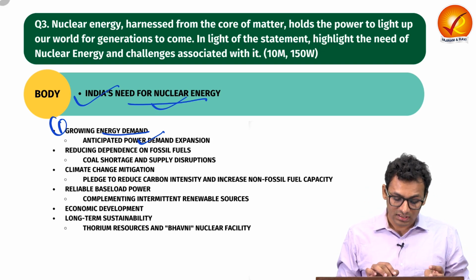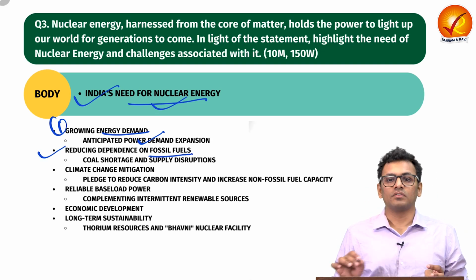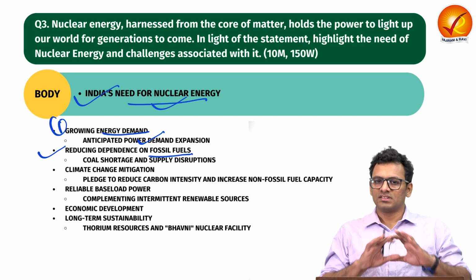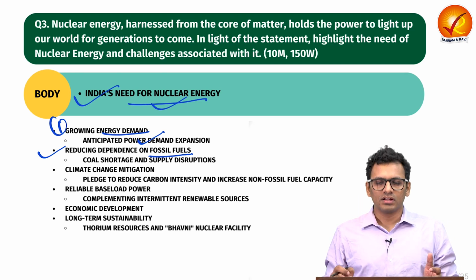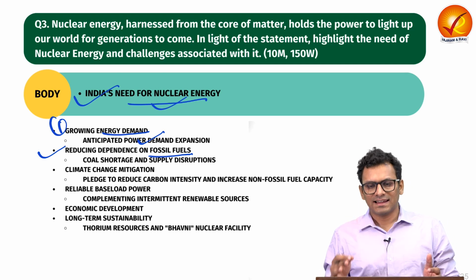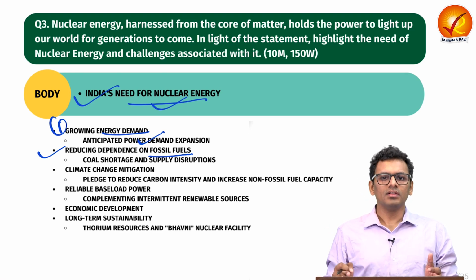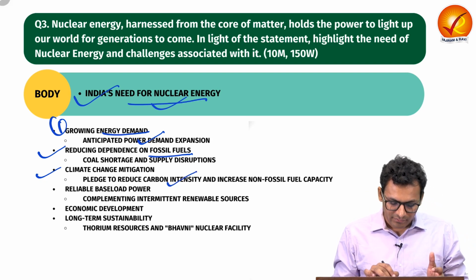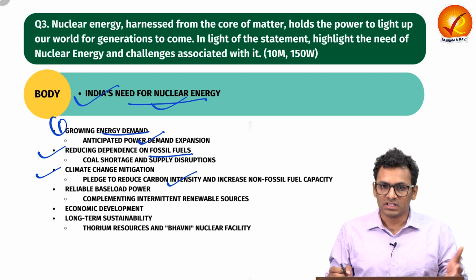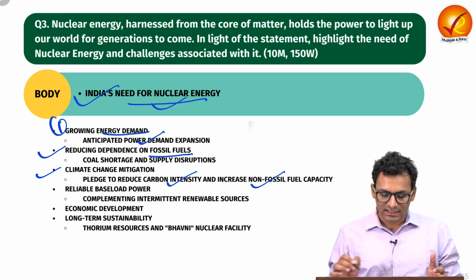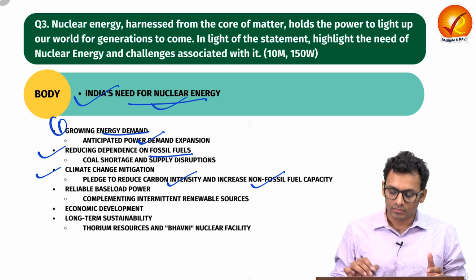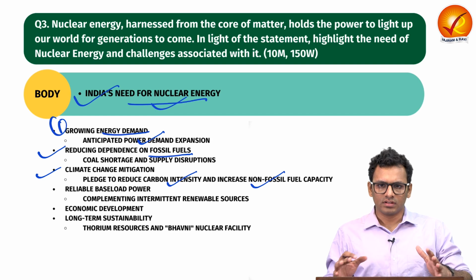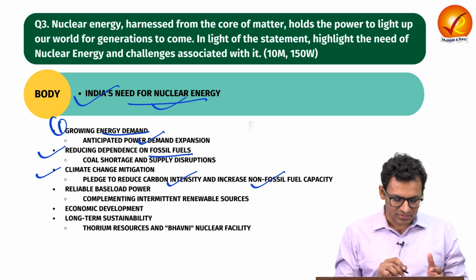The second point is reducing dependency on fossil fuel. As we are trying to find alternative sources of energy, coal, which is the dominant source of energy in the energy matrix, is something that we are looking to reduce or rely less on. So nuclear along with renewables can definitely take the place of the same. Third is climate change mitigation. We have been talking about how India is going to reduce its carbon intensity and thus increase its non-fossil fuel based capacity, and nuclear energy definitely becomes a number one candidate over here when you're talking about sustainable energy forms.